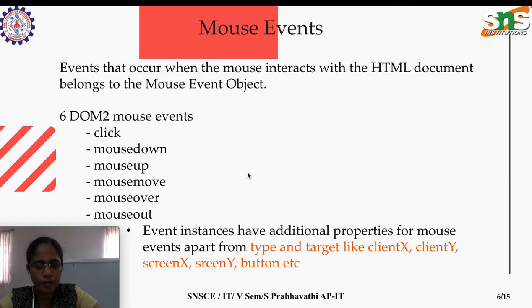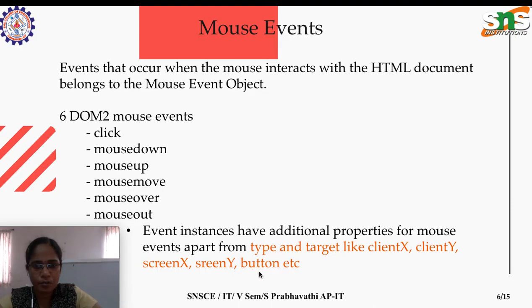Apart from the event properties like event type and the event target, we have some additional properties for mouse events, like clientX and clientY. In the browser window there is a client area, and you can click anywhere in the client area to trigger the click event. Those coordinates are retrieved by the properties clientX and clientY, and instead of the client area, screenX and screenY give the entire screen coordinates.